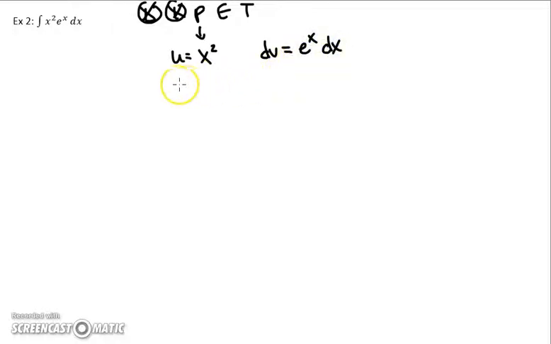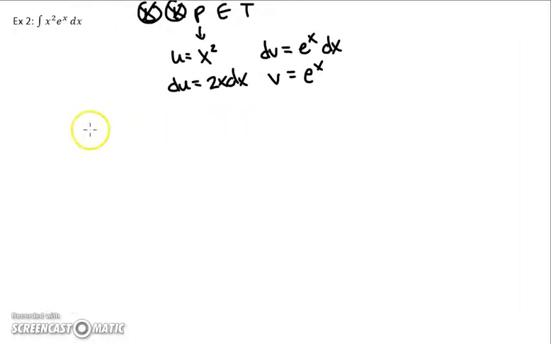So think about our u. We don't have any natural logs. We don't have any inverse trig. We do have a polynomial. The polynomial is x squared. So u is x squared. dv is everything else, so that's e to the x dx. du is 2x dx. v, the antiderivative of e to the x, is just e to the x.